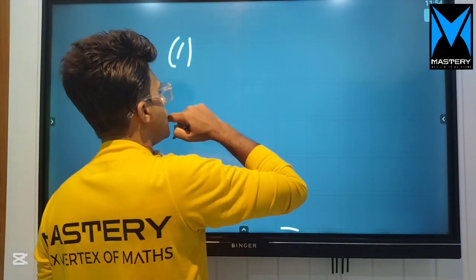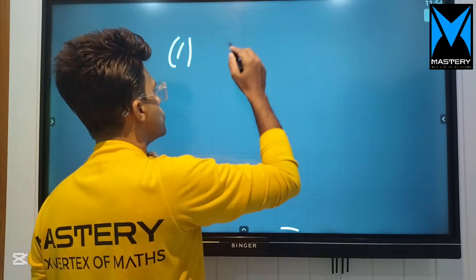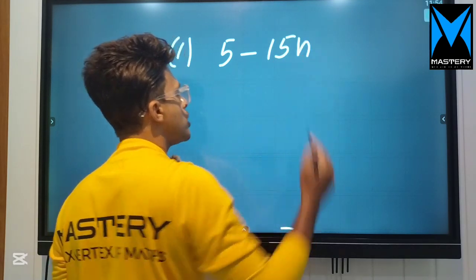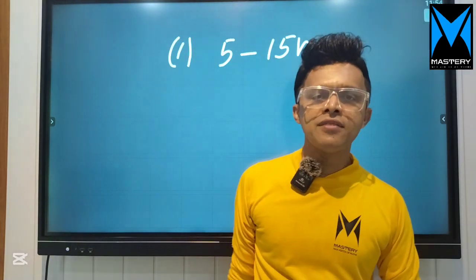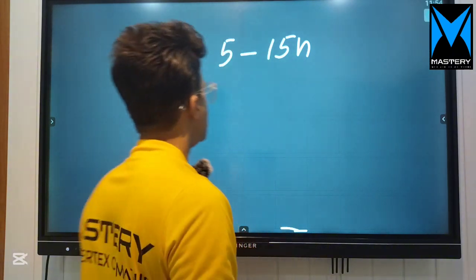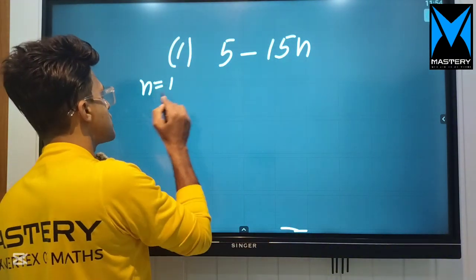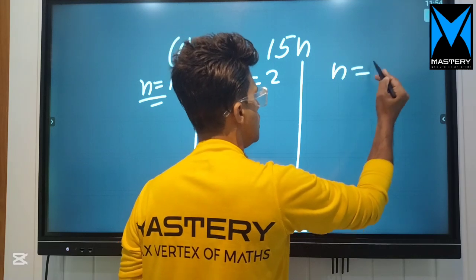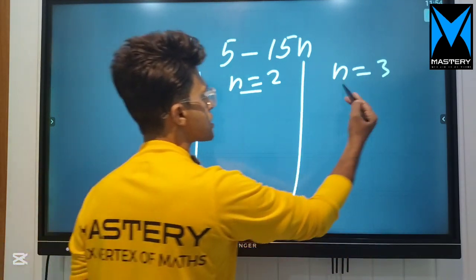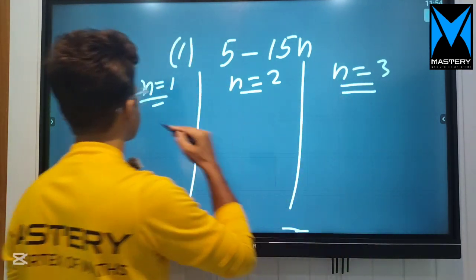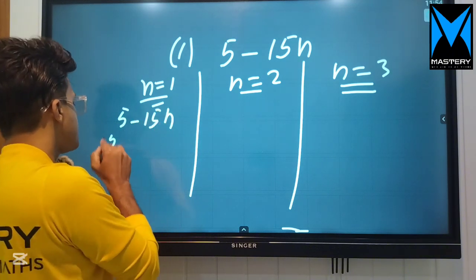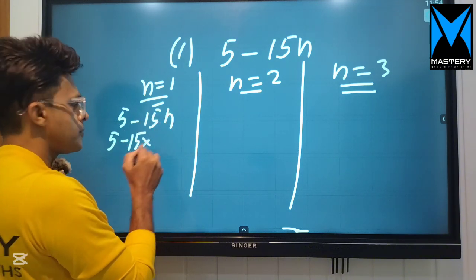This is a number pattern. The given number pattern for you is 5 minus 15n. You need to find the first three terms of this number pattern. How can you get the first three terms? You need to substitute n equals 1 first, then 15 times 1.